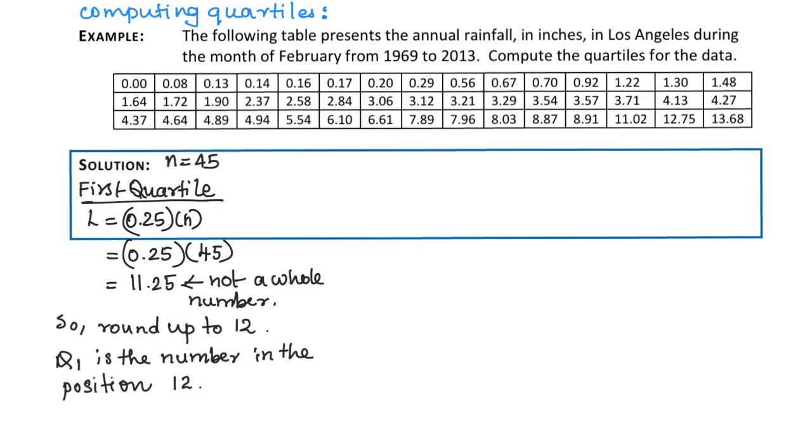First, we will find the first quartile. So, find L by multiplying n by 0.25. That is not a whole number, so round up. So, Q1 is the number in position 12.